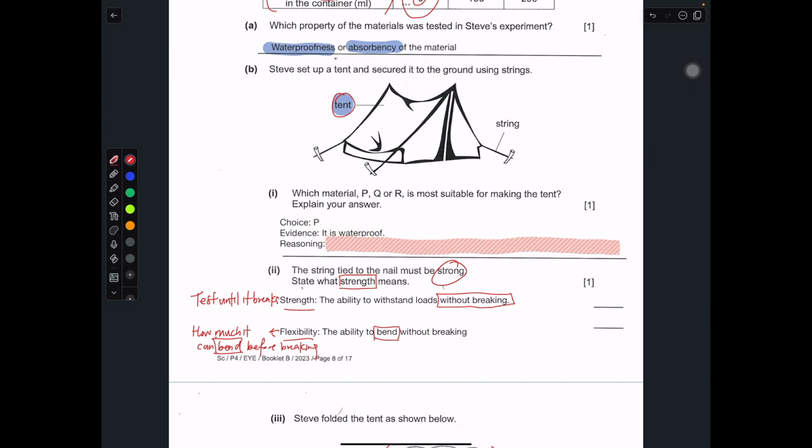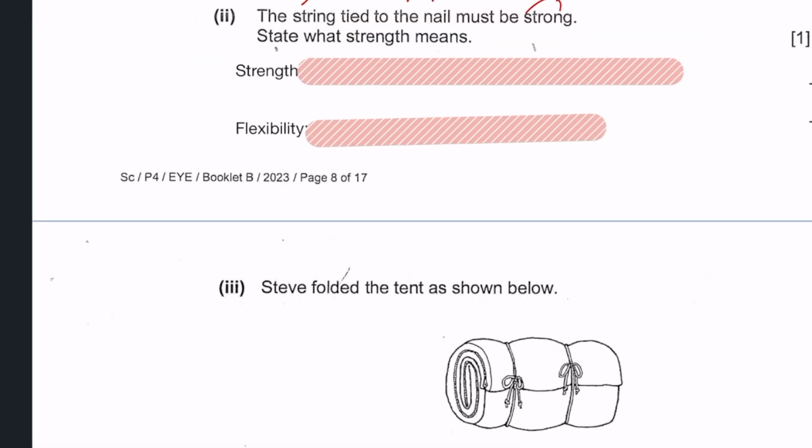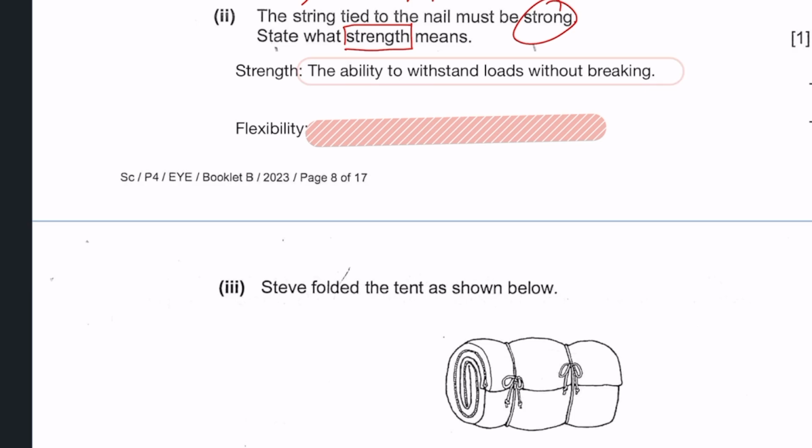Why do I want it to be waterproof? For the chosen material to be the tent, the tent itself must be waterproof so that the water will not leak into the tent area, and it will keep the user dry. The string tied to the nail must be strong. So state what strength means. Strength is a property that we can test for a particular material. And how do you test? You test by looking at the ability of the material to withstand load without breaking.